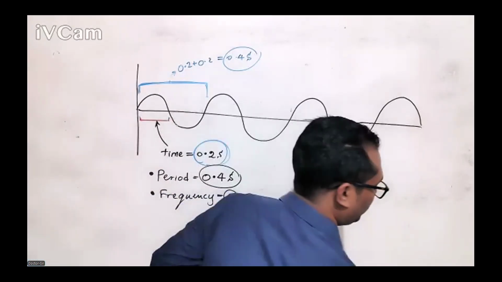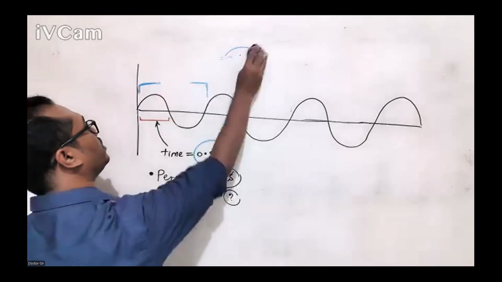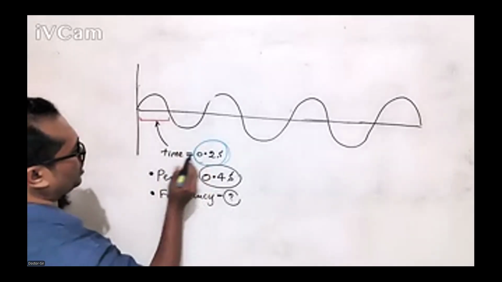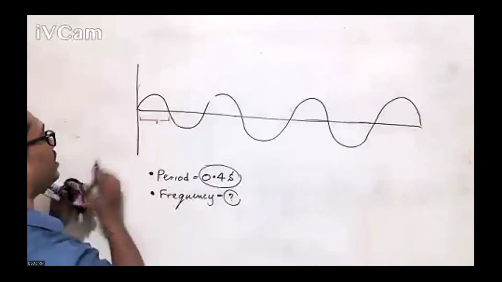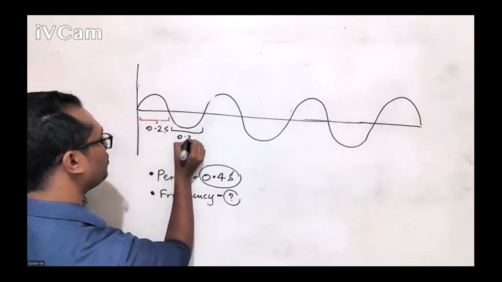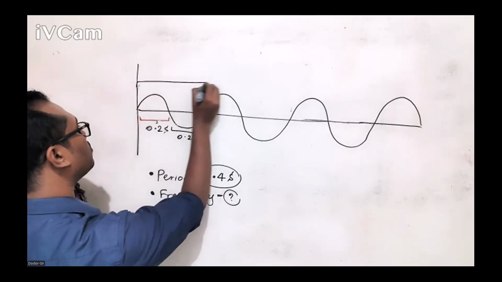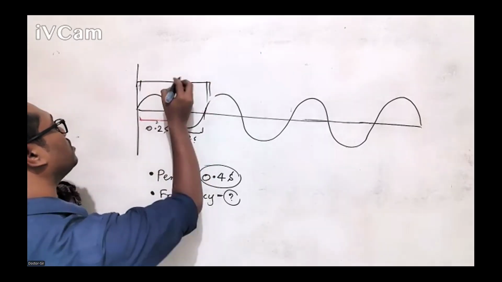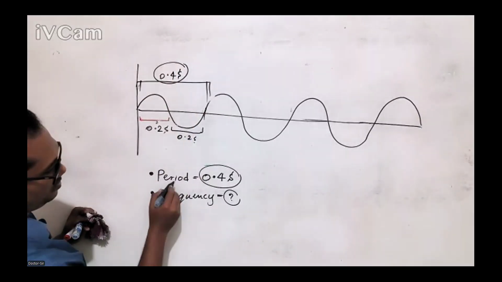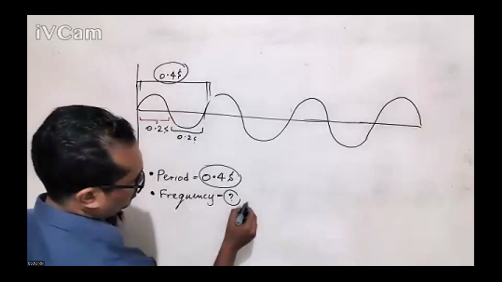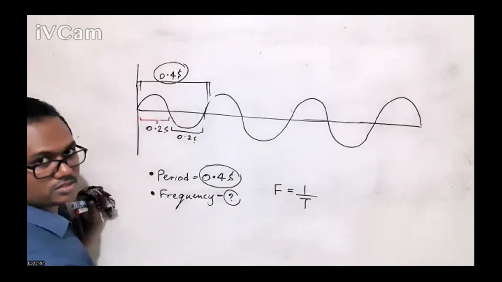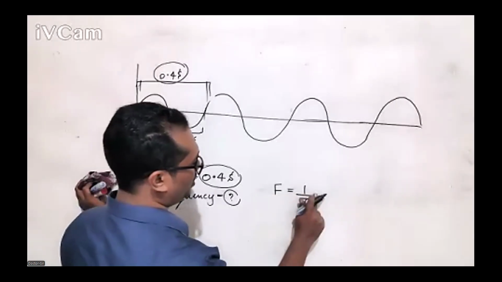We have the time duration for this small area as 0.2 second, and this area also 0.2 second. So altogether from here to here, one wave cycle time duration is 0.4 second. That is the period. Then how can we find the frequency? F equals 1 divided by T. Just now I told you, F equals 1 divided by T.